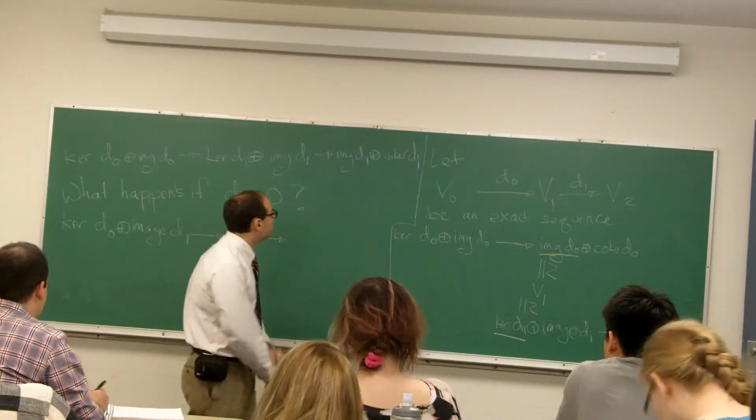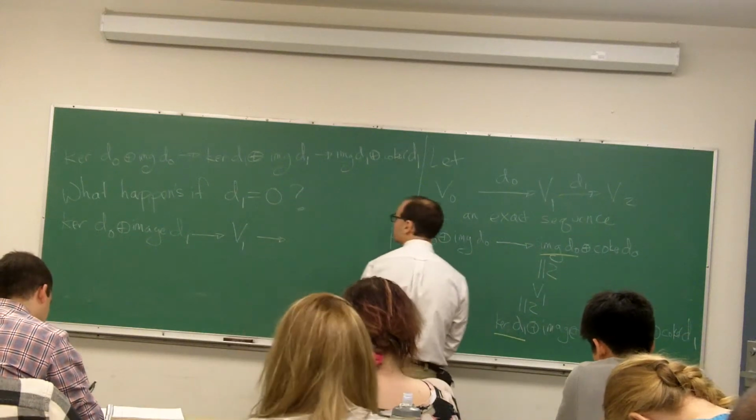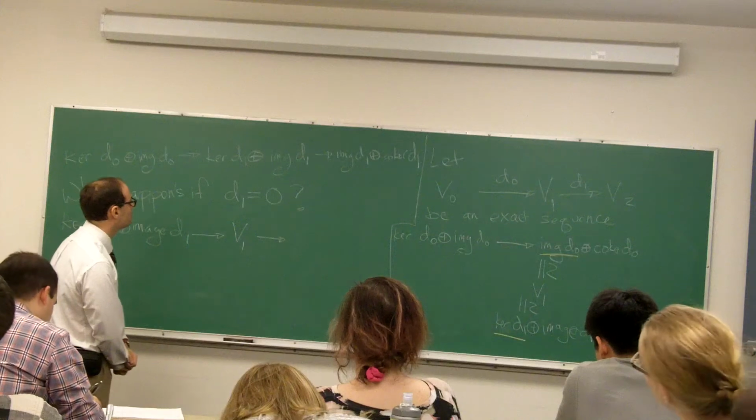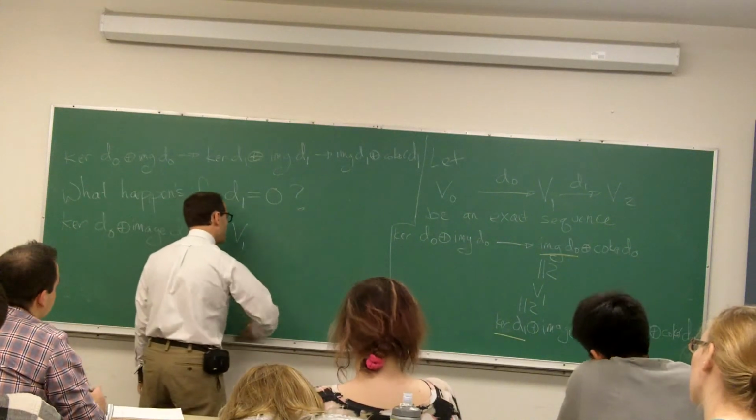Now what happens over here? Wait, why is it an arrow, not an isomorphism? Where? So you go from kernel D. Maybe I'll write it like this.